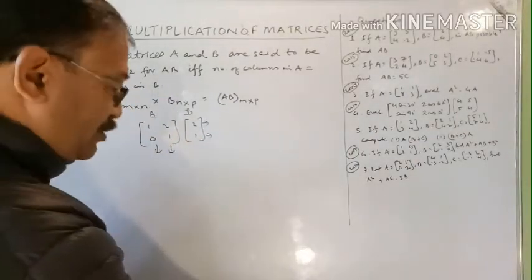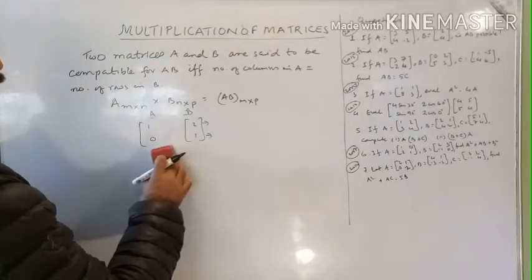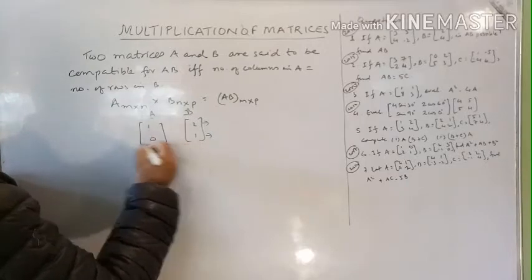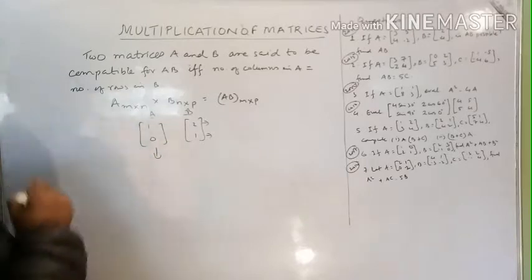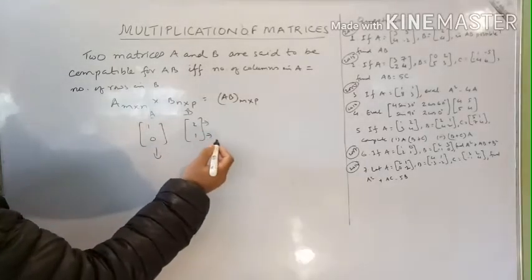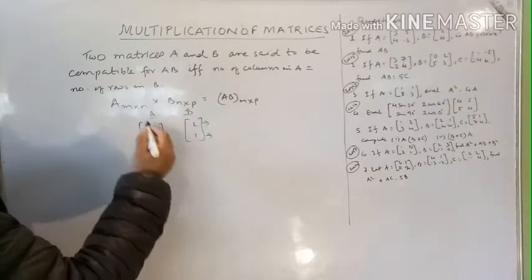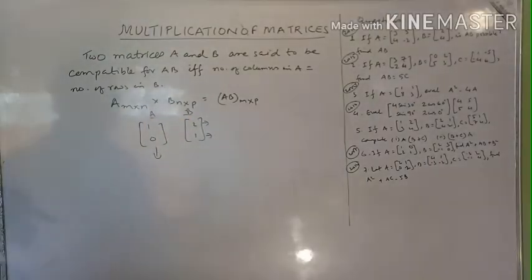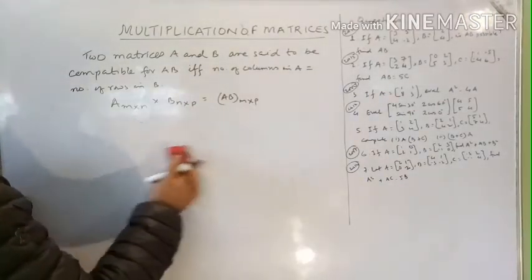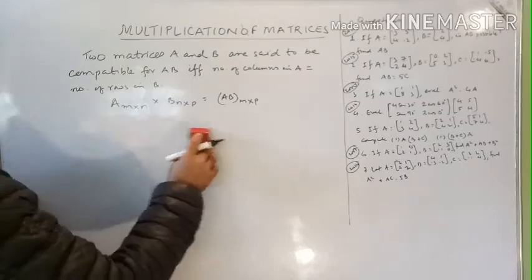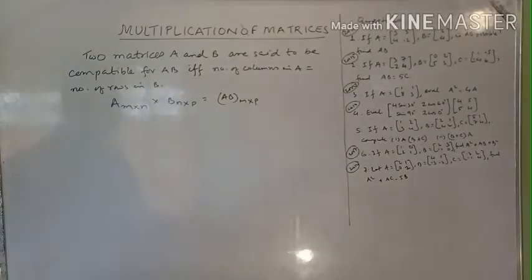This can be multiplied. But now suppose you have this one. You see it has only one column and it has two rows. Since the number of columns and number of rows are not equal, these two matrices cannot be multiplied. So remember, whenever you multiply two matrices, the number of columns in the first matrix must be equal to the number of rows in the second matrix.